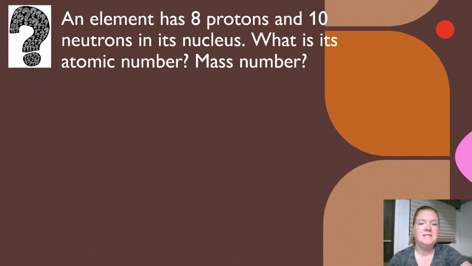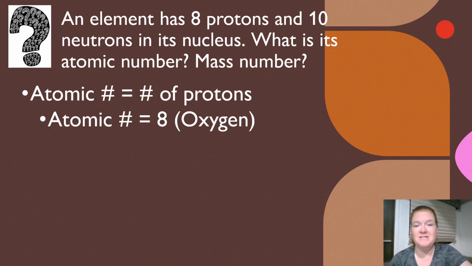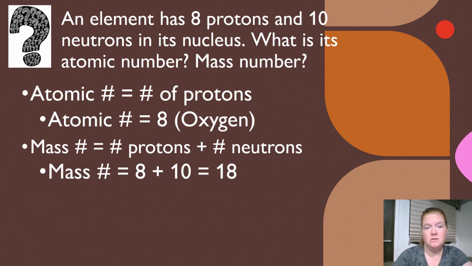An element has 8 protons and 10 neutrons in its nucleus. What is its atomic number and mass number? Atomic number is the number of protons. So the atomic number is 8, which makes it oxygen. The mass number is the number of protons plus the number of neutrons. So in this case, 8 plus 10, which would be 18.